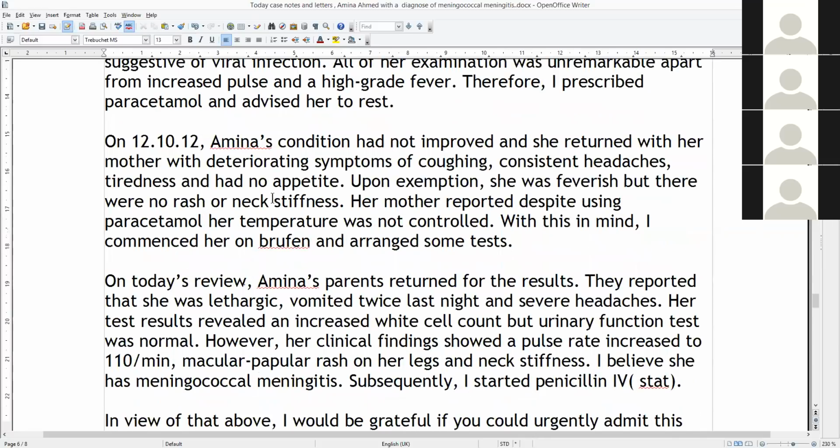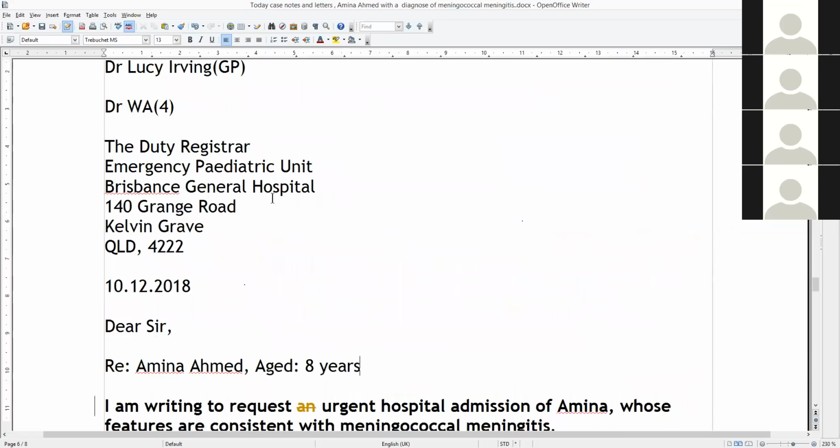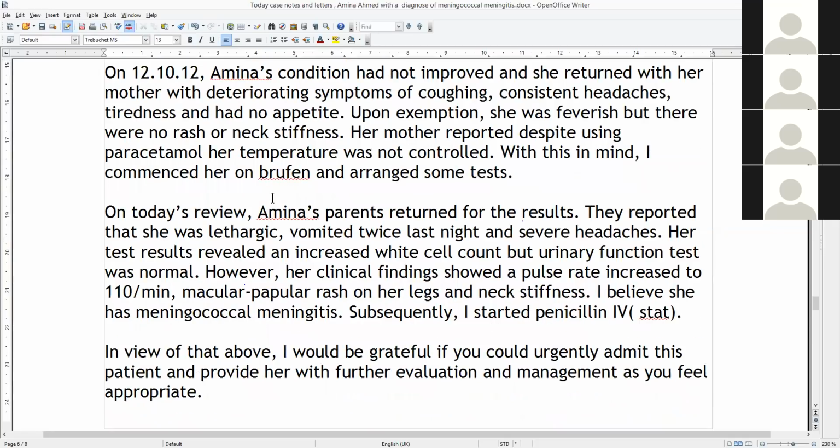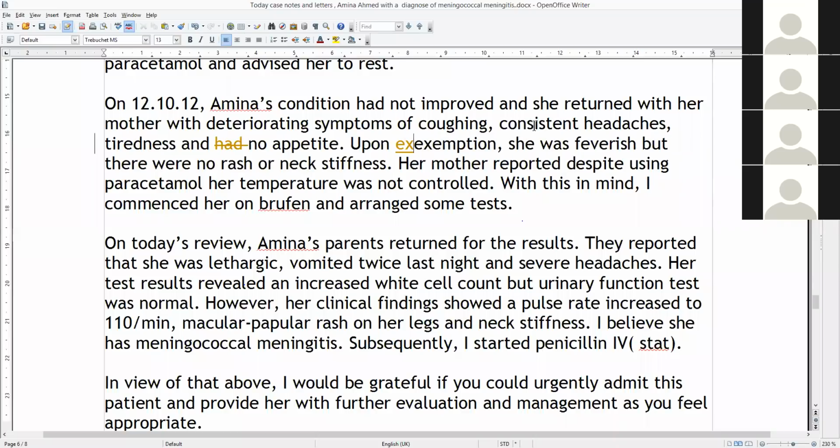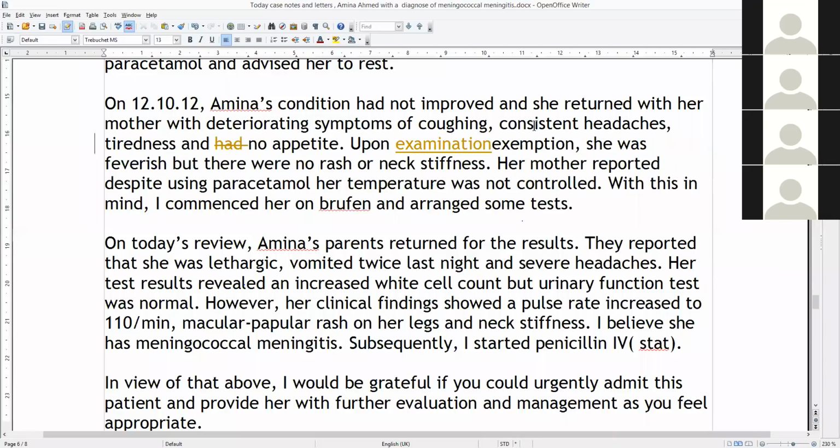Okay, that's good. Condition had not improved. She returned with her mother with deteriorated symptoms of coughing and headaches and had no appetite. Upon examination, surely "exemption" means when you take something out, like I'm exempt from paying tax. Exemption, not the same thing.